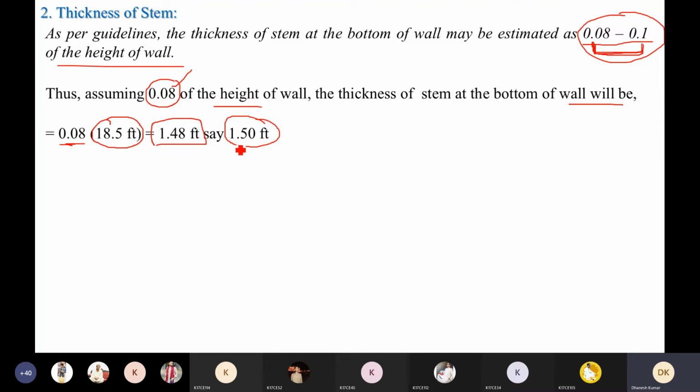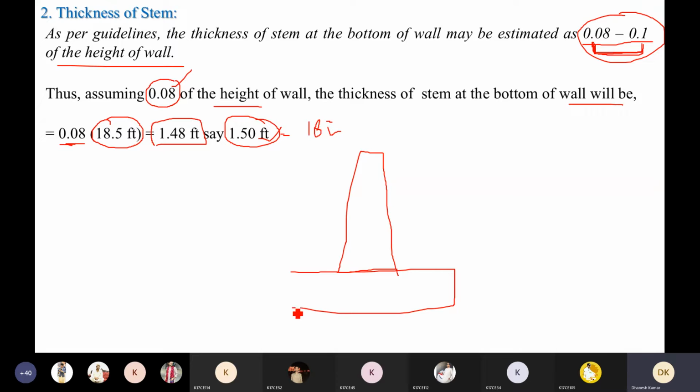So we are just taking it as approximately 1.5 foot, and 1.5 foot I believe is equal to, I think, maybe 12 and 18 inch. So its bottom thickness of the wall comes out to be 18 inch. Okay, means we are taking that our retaining wall is of a trapezoid section like this one, and we have a base over this one.